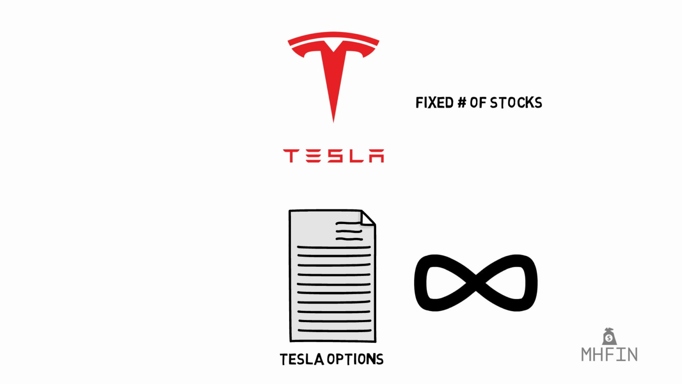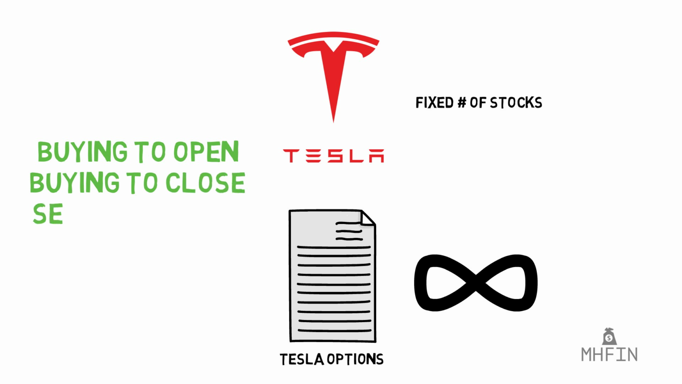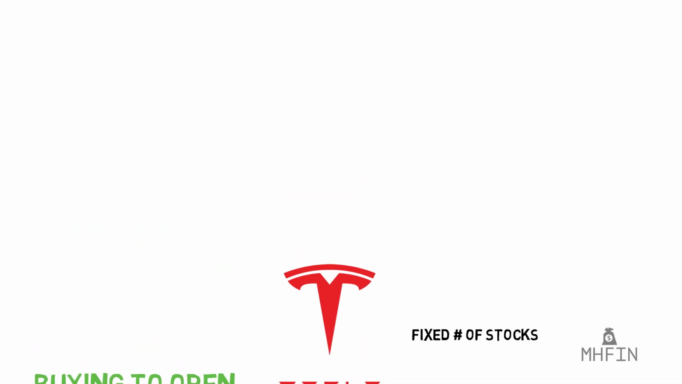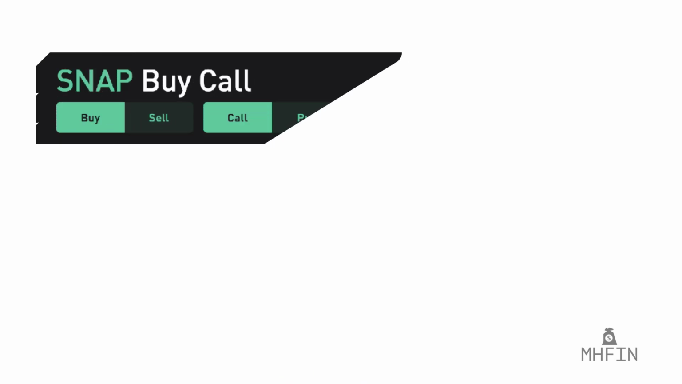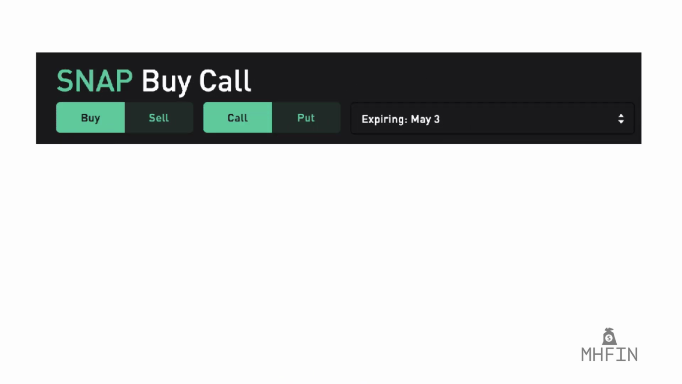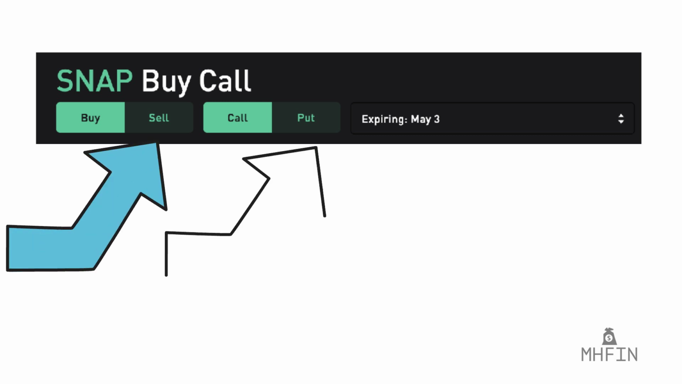When you're trading options, you're doing one of four things: buying to open, buying to close, selling to open, and selling to close. This is why on Robinhood, when you go to make an options trade, it simply doesn't ask you to buy or sell. You have options. No pun intended. You have the ability to write and the ability to buy.